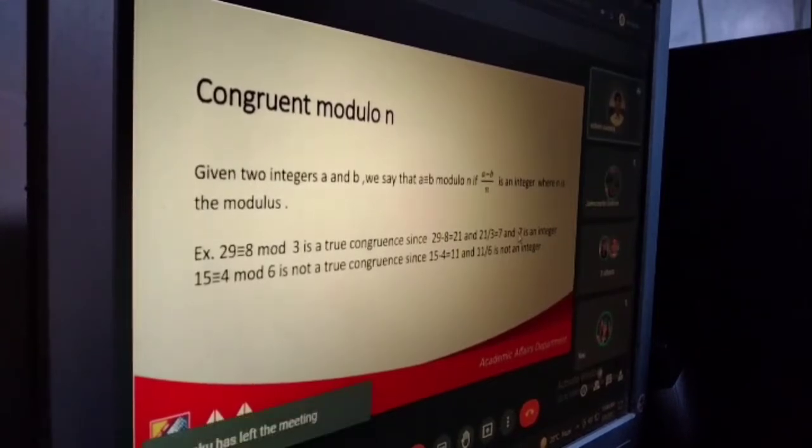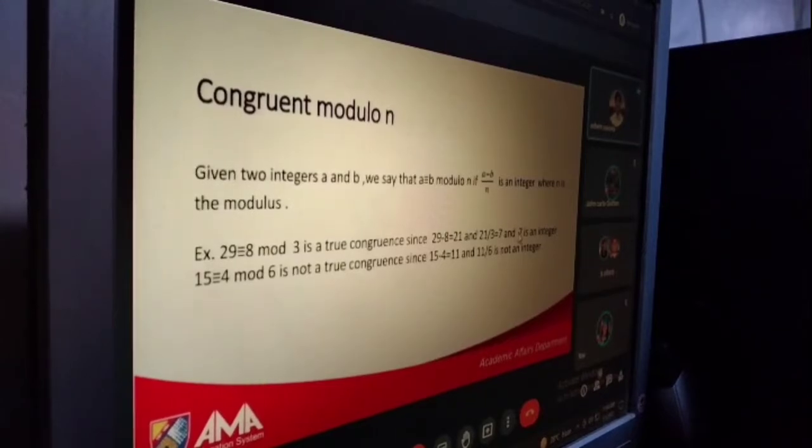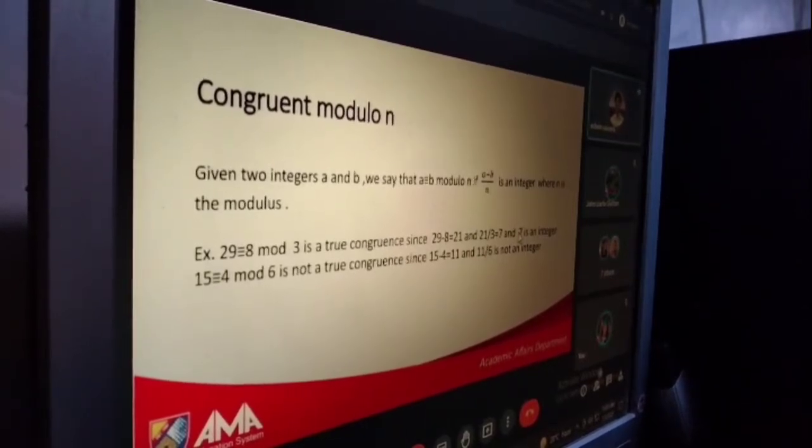Okay, when we are talking about congruent modulo n, given two integers, magkakaroon tayo ng formula ito. We can say that A is congruent to B modulo n if the value of (A minus B) over n is an integer. Example, ang A natin is 29, that is congruent to 8. Since kapag ginamit natin yung formula na A minus B divided by n, ano yung n natin? Yun yung 3. Yun yung modulo n.